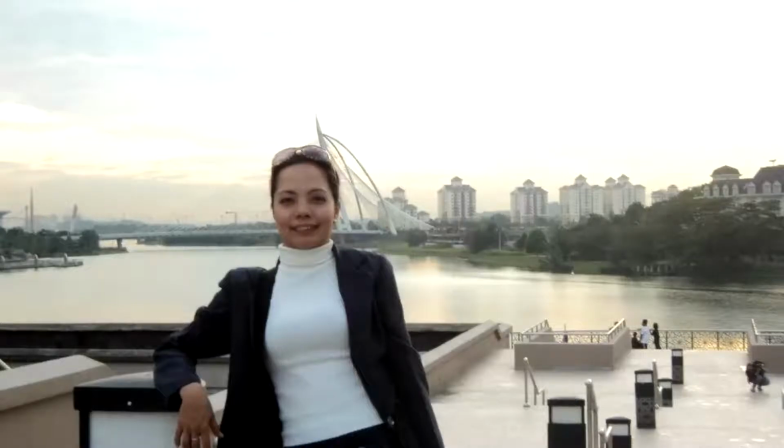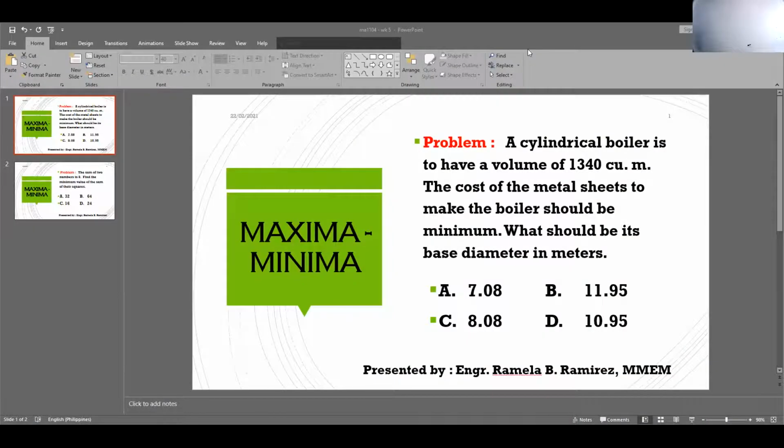Good day once again. We are down on the second log for the differential calculus. Now our topic is on maxima and minima. So we are going to solve another problem, but this time we're talking about maxima and minima. We are going to solve one problem here, and you've got four choices.